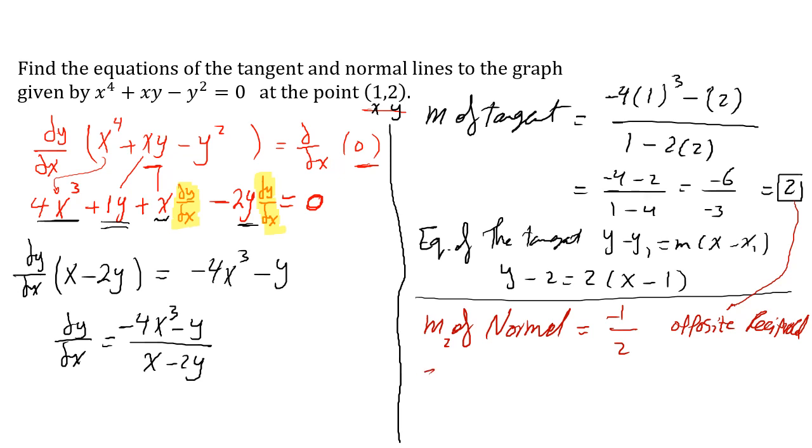So the equation of the normal in point-slope form is y minus 2 is equal to negative half times (x minus 1).